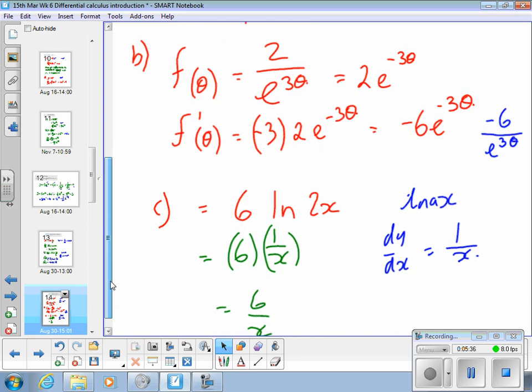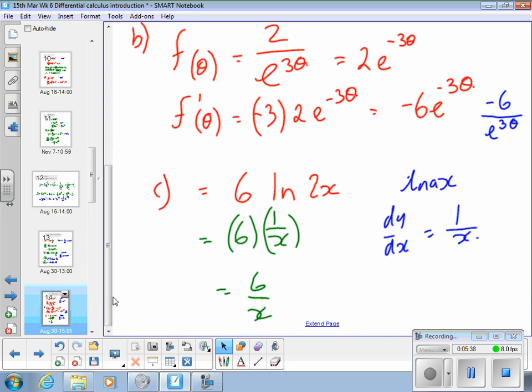Then ln. So differentiate 6 ln 2x. It's in the form of ln ax. So the differential of ln x is 1 over x, I believe, looking at your tables. Yeah. You end up with 6 over x, 6 times 1 over x.